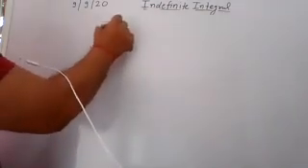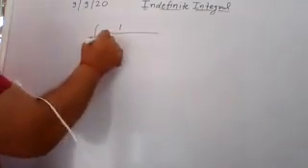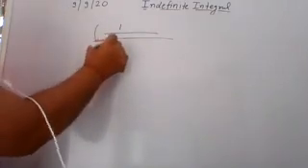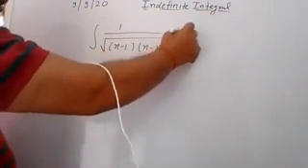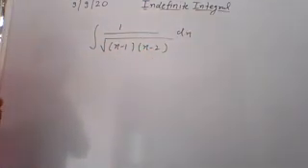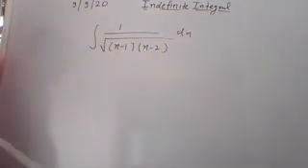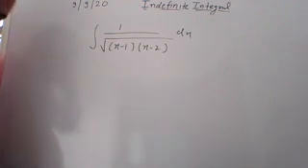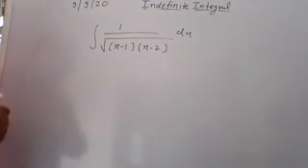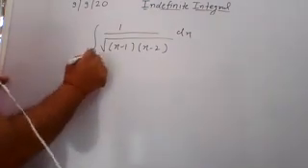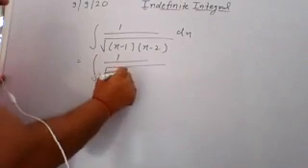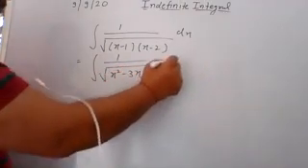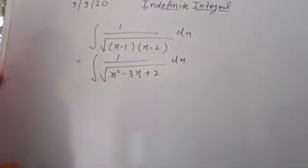Yes, right. Evaluate integration of 1 upon under root x minus 1 into x minus 2 dx. You have to get the value of this integral, how do you solve it? So first of all, you multiply. So you have 1 upon under root x square minus 3x plus 2 dx.